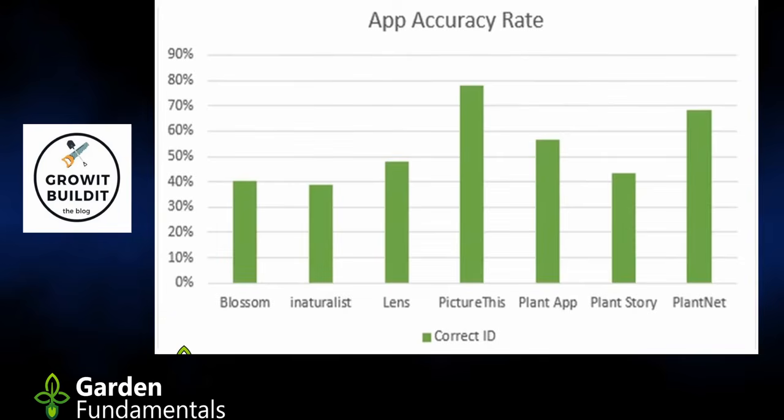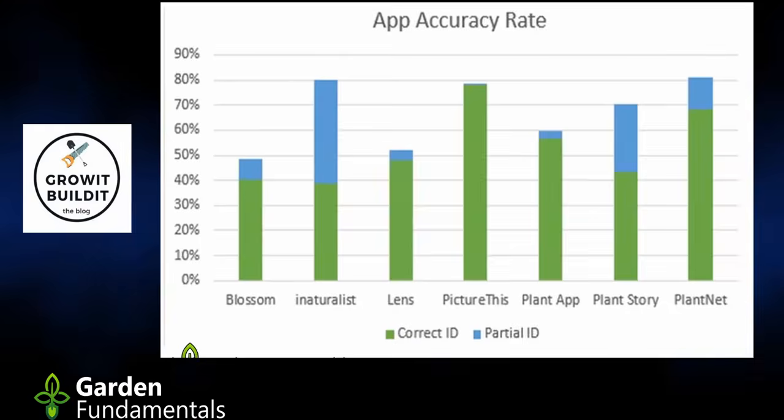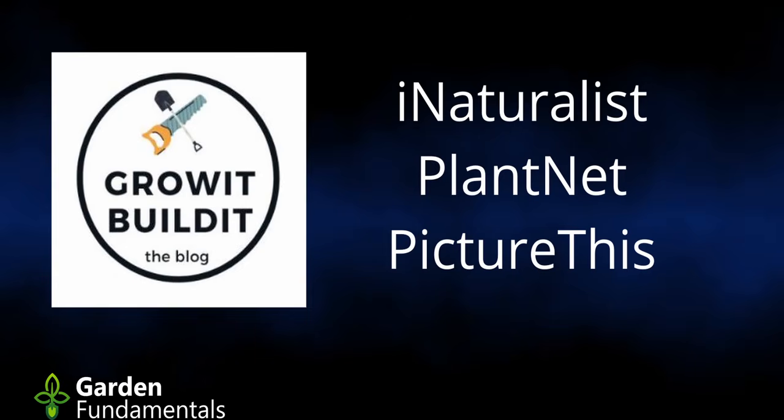The two apps with the most correct results were Picture This, with 78% correct, and PlantNet with 68% correct. Now, if we look at both correct answers and partially correct answers, there were 3 apps that did quite well. iNaturalist got 80%, PlantNet got 81%, and Picture This got 78%. Based on the testing done by Grow It, Build It, the 3 apps that will give you the best results are iNaturalist, PlantNet, and Picture This. The results aren't identical between the two tests, but then the pictures used for the two weren't the same either.